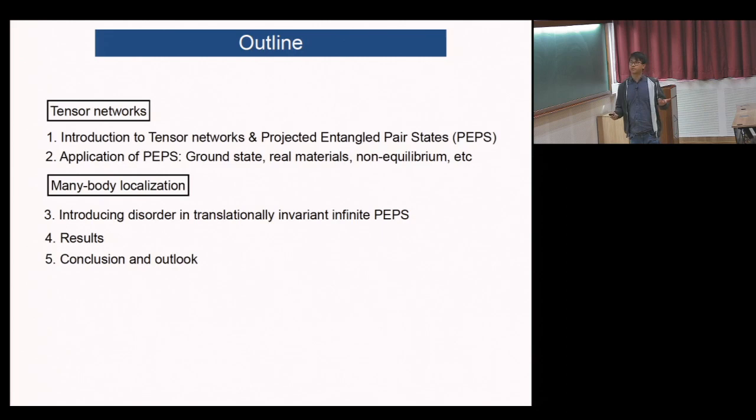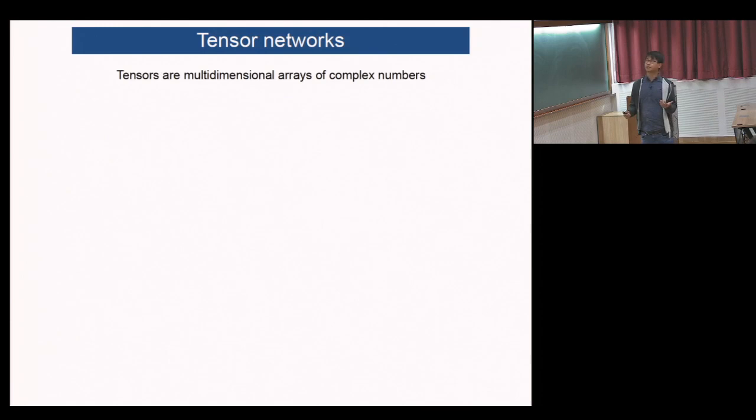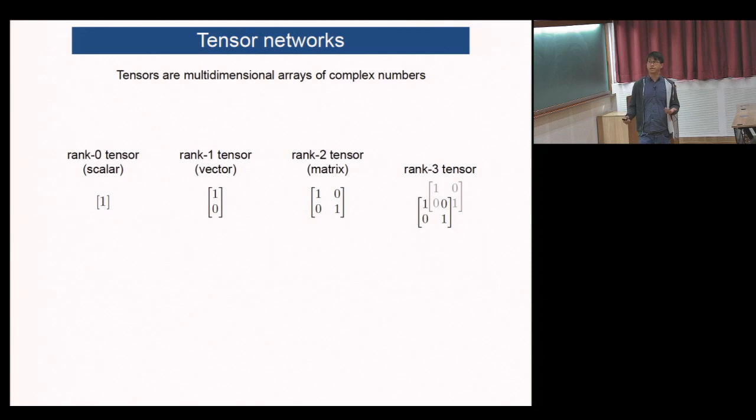Good. So let's talk about tensor networks briefly. So what are tensor networks? So what are tensors? Tensors are just multidimensional arrays of complex numbers, right? To give some examples, a scalar is an example of a rank zero tensor because it has no index. So it's a rank zero tensor.